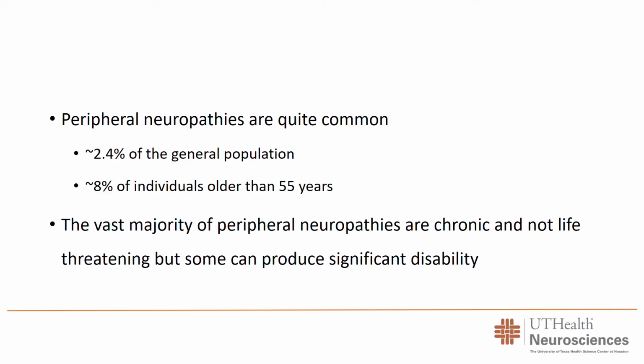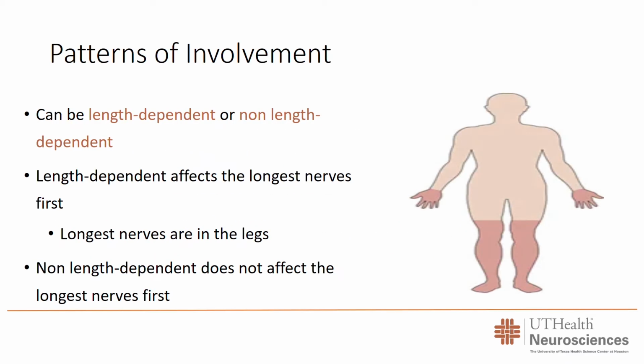Peripheral neuropathies are actually quite common. About 2.4% of the general population will be diagnosed with a polyneuropathy, and about 8% of individuals older than the age of 55. The vast majority of peripheral neuropathies are chronic and not life-threatening, but some can unfortunately produce significant disability. So when we think of neuropathies, or at least generally when I think of them, I try to divide them up into the pattern of involvement.